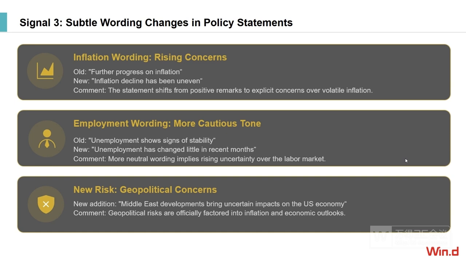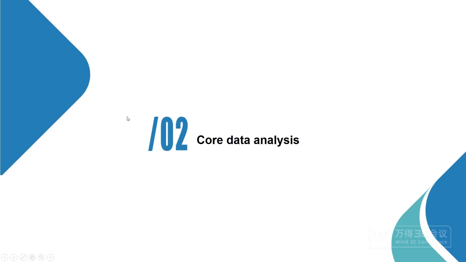First, the inflation wording changed from progress on inflation to repeated lack of further progress, shifting the tone from positive affirmation to concern. The employment language moved from signs of stabilization to little changed, adopting a more cautious tone that implies greater uncertainty about the future development of the labor market. Finally, the statement noted that the impact of Middle East tensions on the U.S. economy remains uncertain, marking the first time geopolitical inflation risks have been explicitly factored into policy considerations.